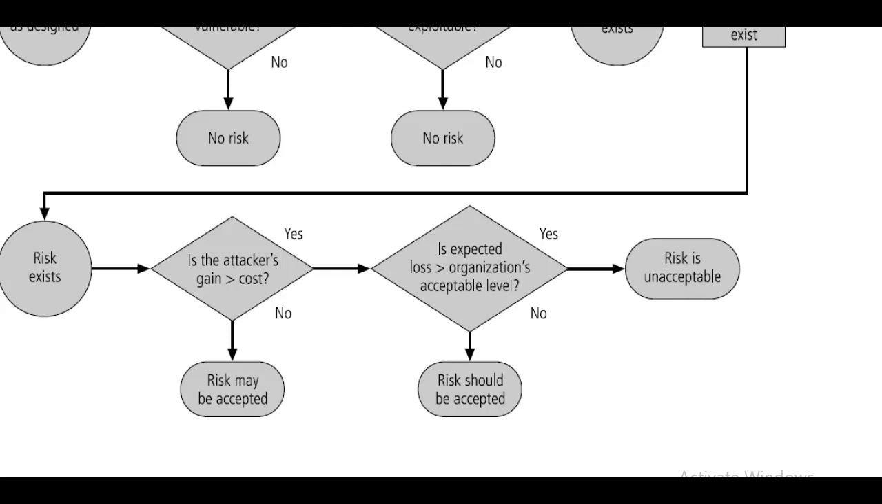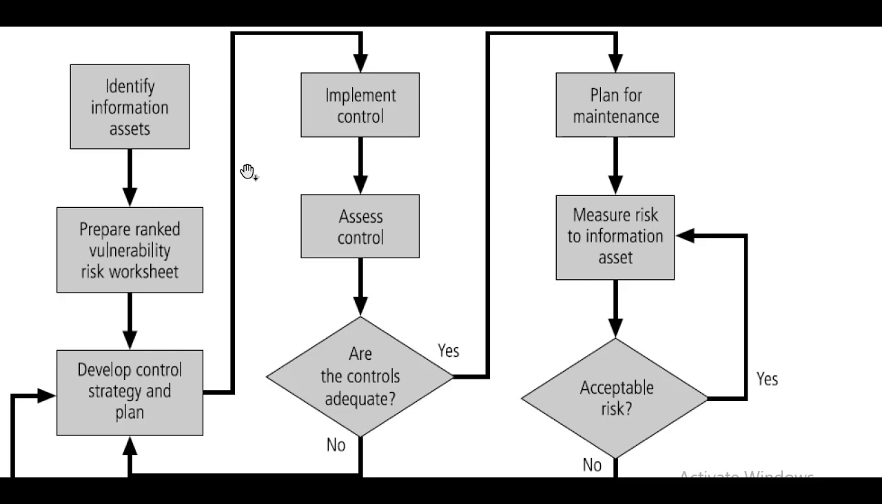Now here is a flowchart also that summarizes the entire chapter. We started with information asset identification, the vulnerability and threats identification, and making the risk worksheet, and ended up with developing a control strategy and plan. Now we start implementing the control strategy, the defend or the mitigate or the terminate, and see how the control works, evaluate that control, evaluate that mechanism, that strategy.